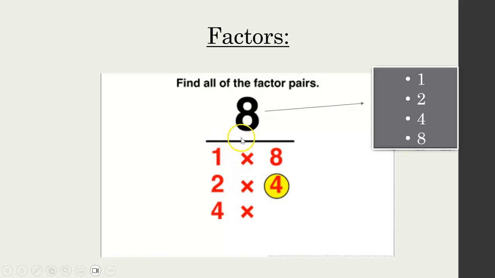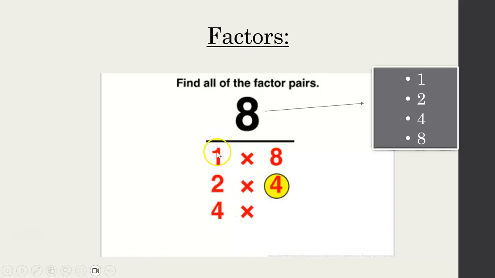Now, why is that? Well, think about it. Let's say I pick a number 20. Well, I know 1 times 20 is going to be a factor pair. So in questions, you might be asked to write down the factor pairs of any number. Well, you can write down one straight away. You can say 1 times that number is going to be that number. And then you're going to have to think about what other numbers multiply together to get 8 or 20 or whatever number you're working with.